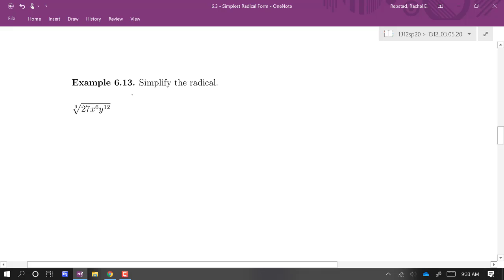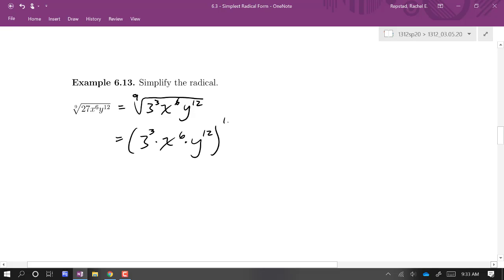So 27 is 3 cubed. I'll start there. And then that ninth root is the 1/9 power. So I've got 3 cubed, x to the 6, y to the 12, all to the 1/9. And we can distribute an exponent over multiplication. So that's what I'm going to do next.